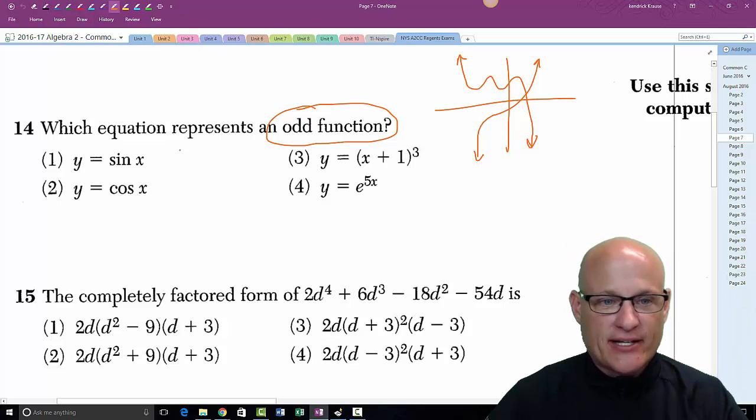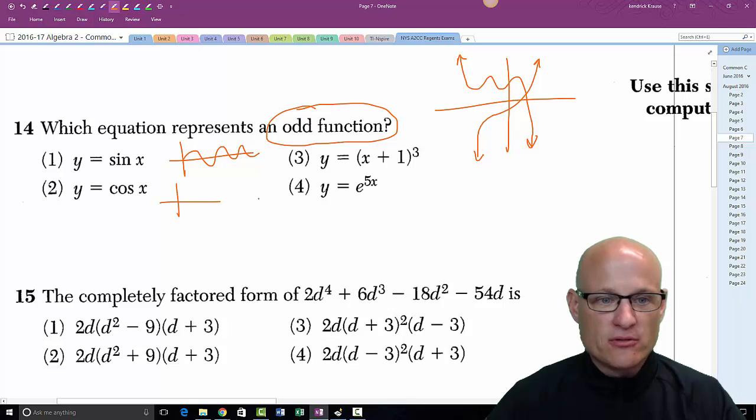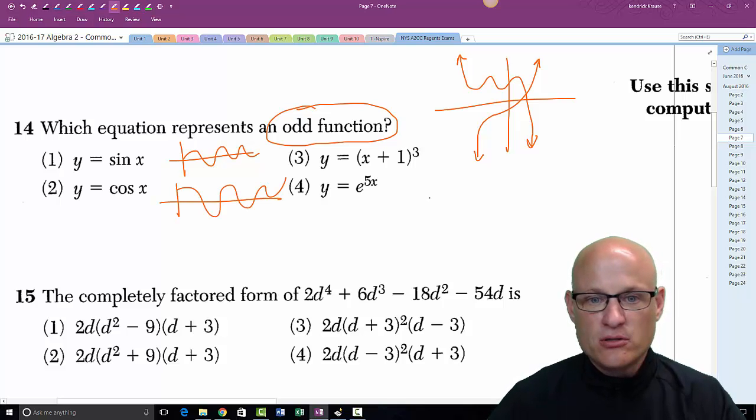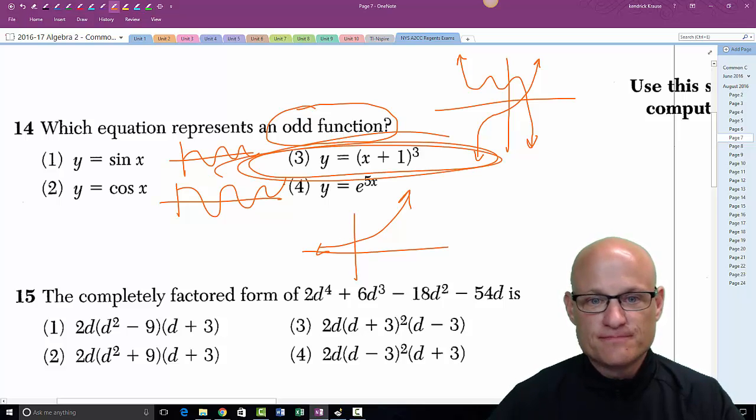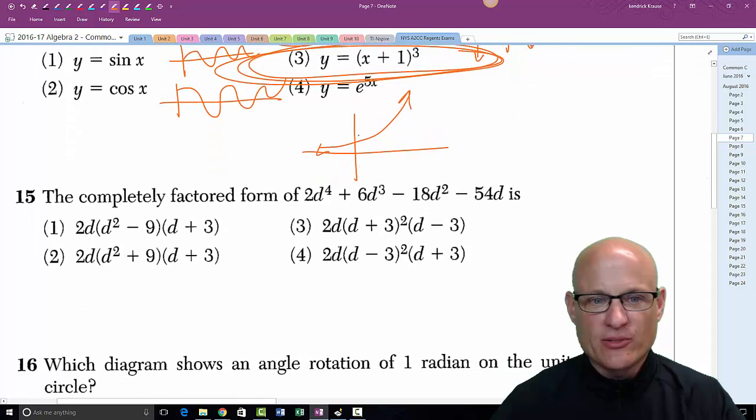Well, let's look at a sine curve. No. Cosine curve. No. Exponential function. No. Right? Right, this has an asymptote. Odd function, choice 3. Should have been an easy problem.